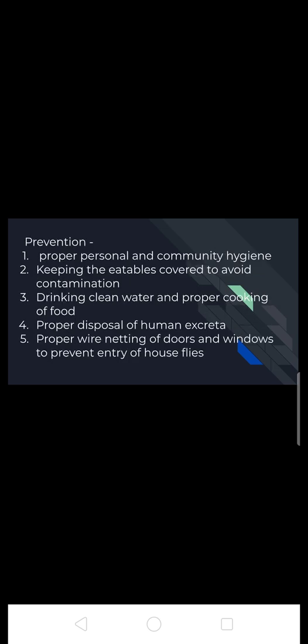How can we prevent diarrhea? What are the preventive measures that can be taken against diarrhea? Firstly, one should take care of proper personal and community hygiene, keep eatables covered to avoid contamination, drink clean water and eat properly cooked food. Proper disposal of human excreta should be there, and proper wire netting of doors and windows should be there in homes so that house flies cannot enter.